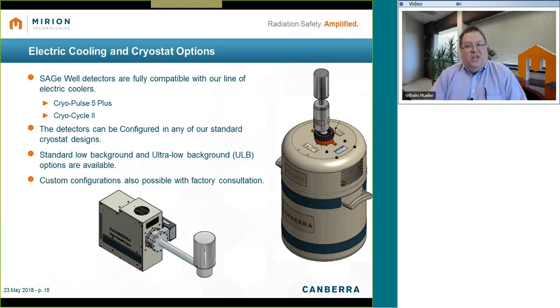The detectors can be configured in remote detector chambers of a variety of different configurations. We have our standard low background cryostat options, as well as our ultra low background options, which now include the ceramic well insert. As always, if there's a configuration that doesn't meet your particular needs, we're always happy to work with our customers to develop a custom configuration for your particular application.